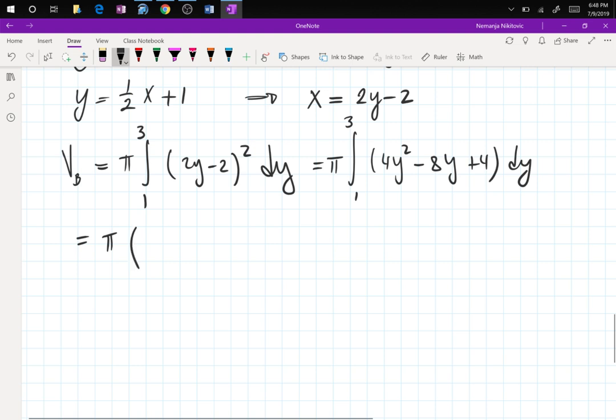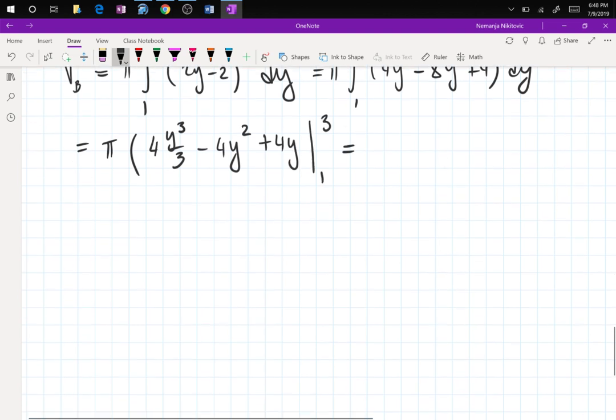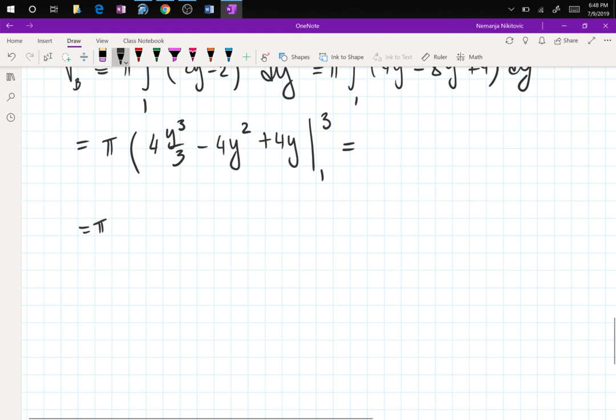So that's 4y cubed over 3 minus 4y squared, because it's y squared over 2, and then 2 and 8 cancel, plus 4y computed from 1 to 3. We have to compute everything, so that's pi. When you plug in 3, you get 27 divided by 6, 9 times 4, 36. Minus, another 36. Plus 12.